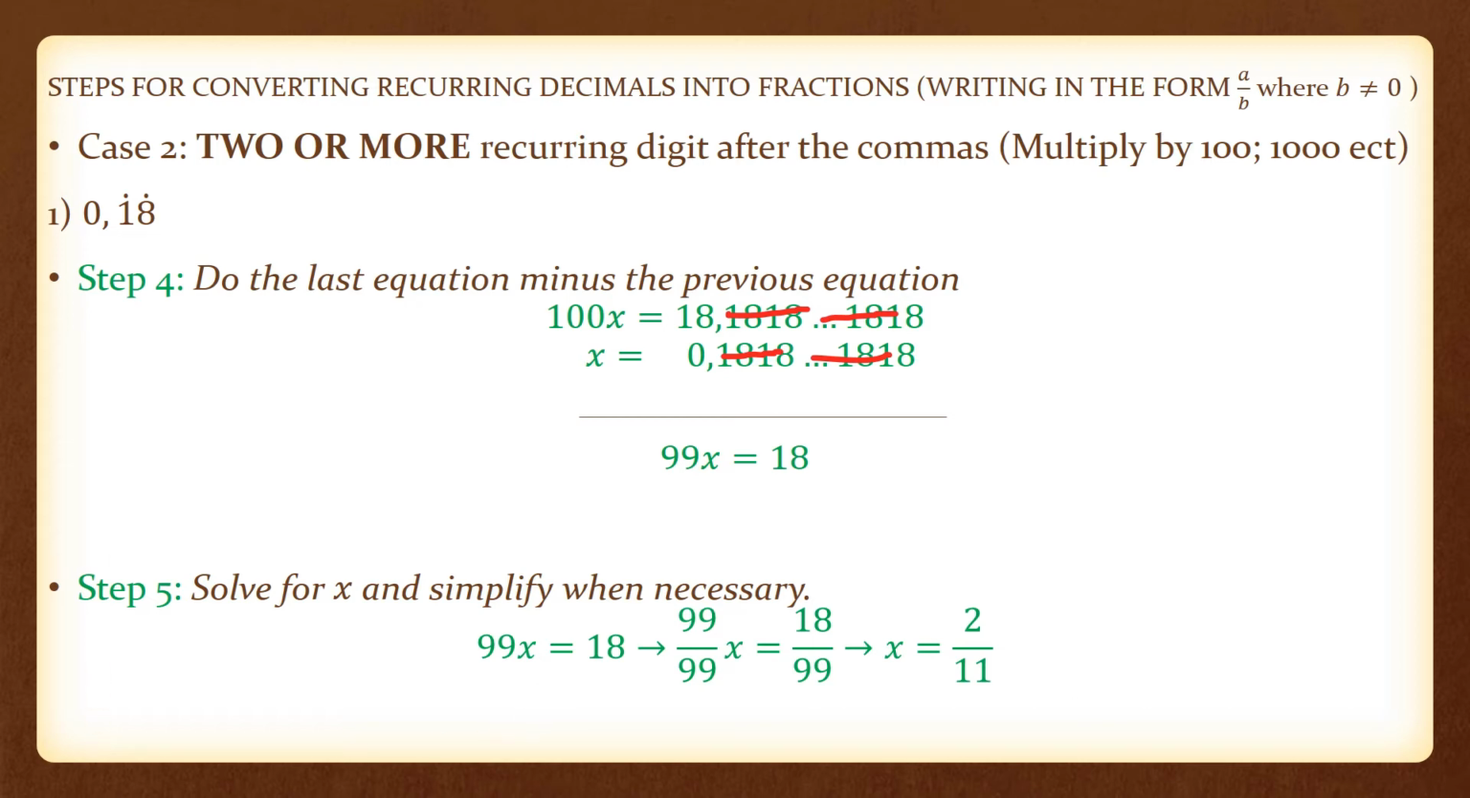To make it clear, we have 18 and 99. We can divide here by 9, and then divide also 99 by 9 to simplify. 18 by 9 is 2, 99 by 9 is 11. Therefore x is equal to 2 over 11.